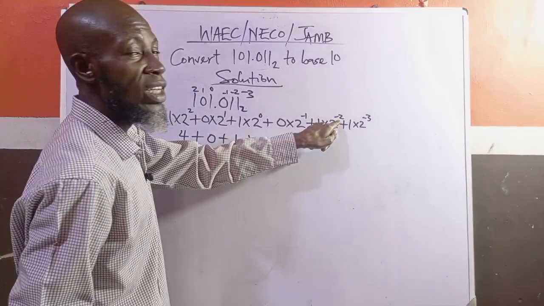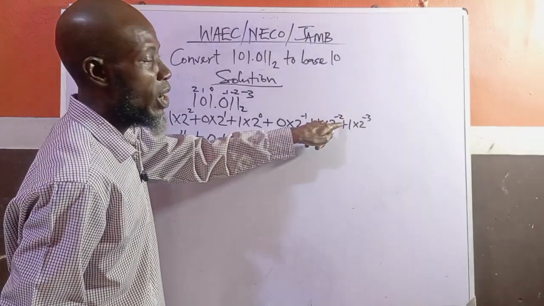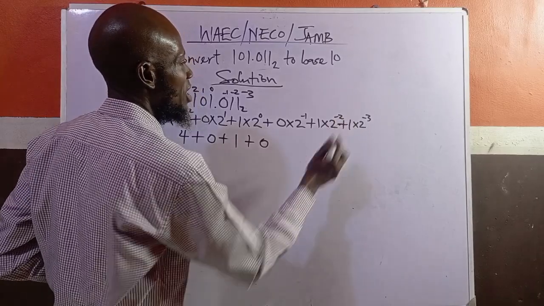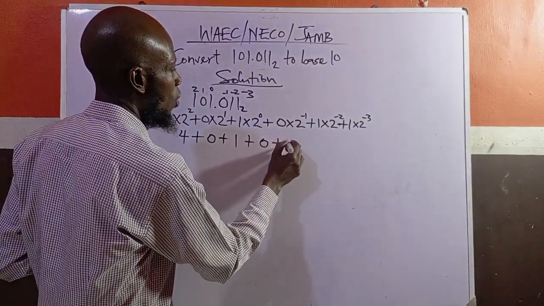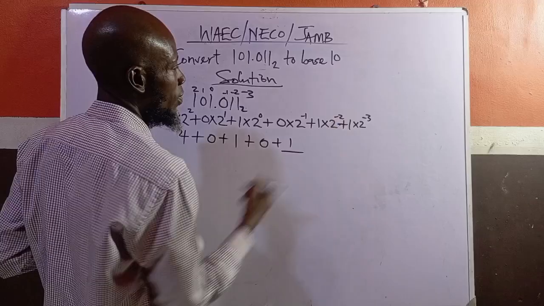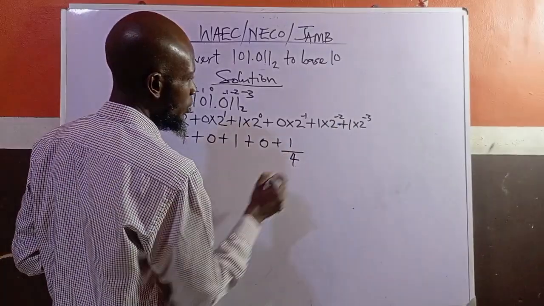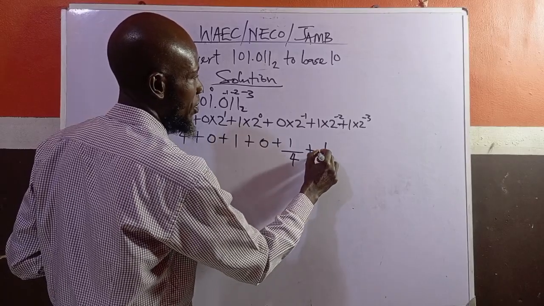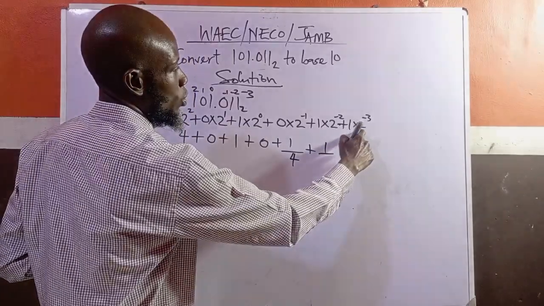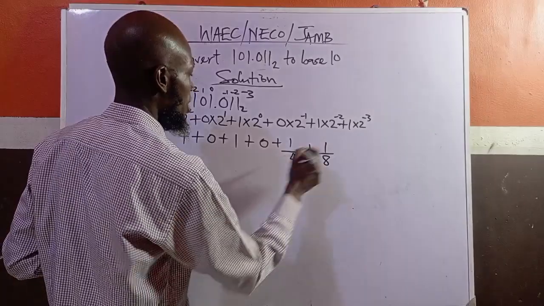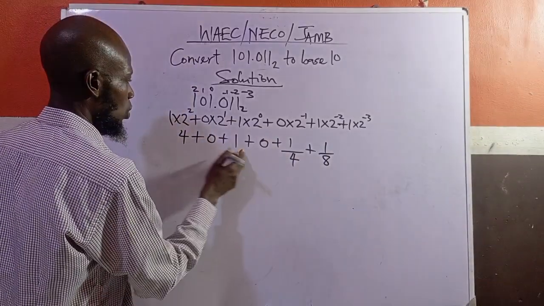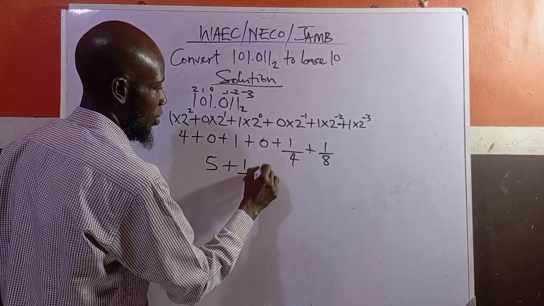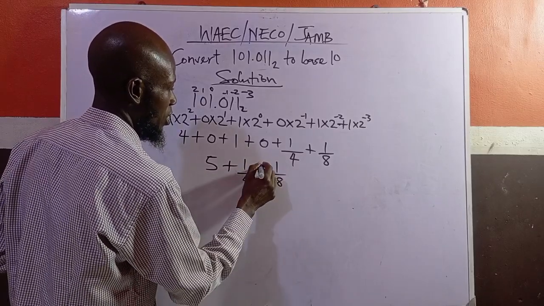Now, this negative power, according to the law of indices, will be the inverse. So we are going to have 1 over 2 to the power of 2, which is 4. Plus, the same thing: that negative is going to be the inverse, 1 over 2 to the power of 3, that's 8. Now let's sum up. So this is 5 plus 1 over 4, plus 1 over 8.